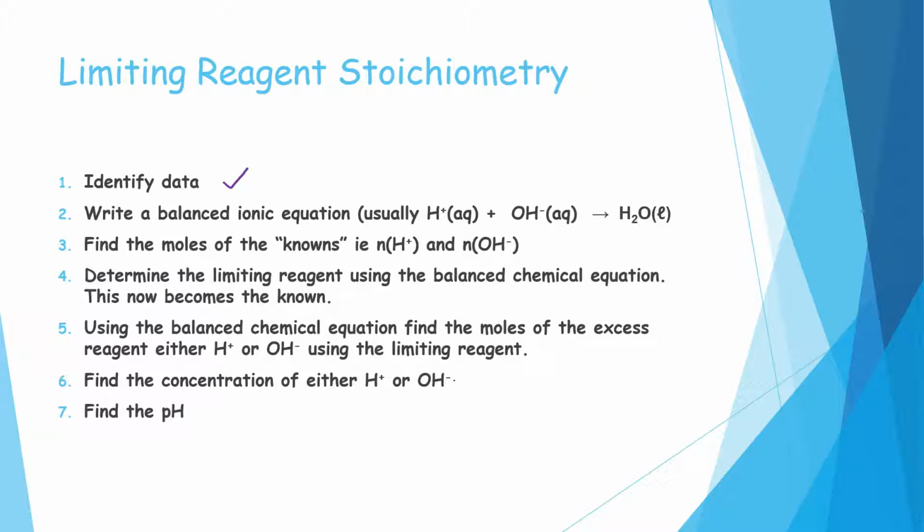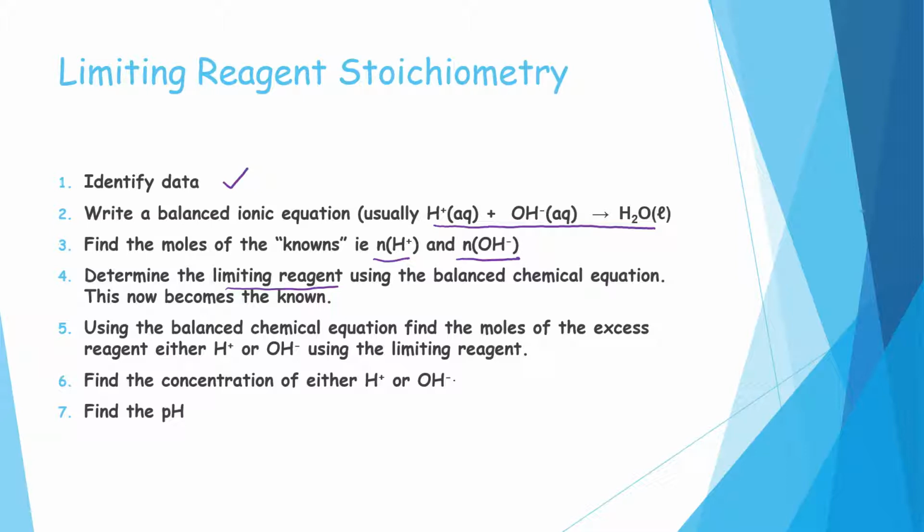We're going to write a balanced ionic equation. Usually, hydrogen ions plus hydroxide ions gives water. We always find the moles of the hydrogen ions and the hydroxide ions. We're going to determine which one is the limiting reagent using the balanced chemical equation. This, of course, becomes the known.